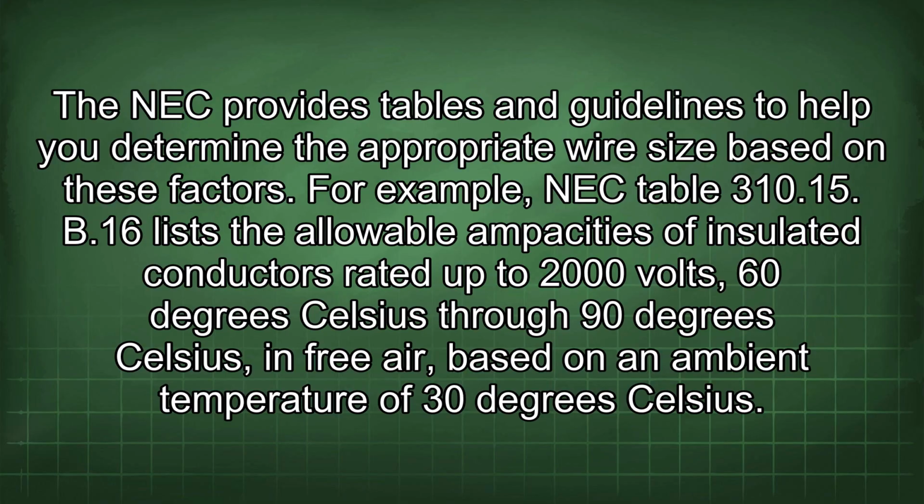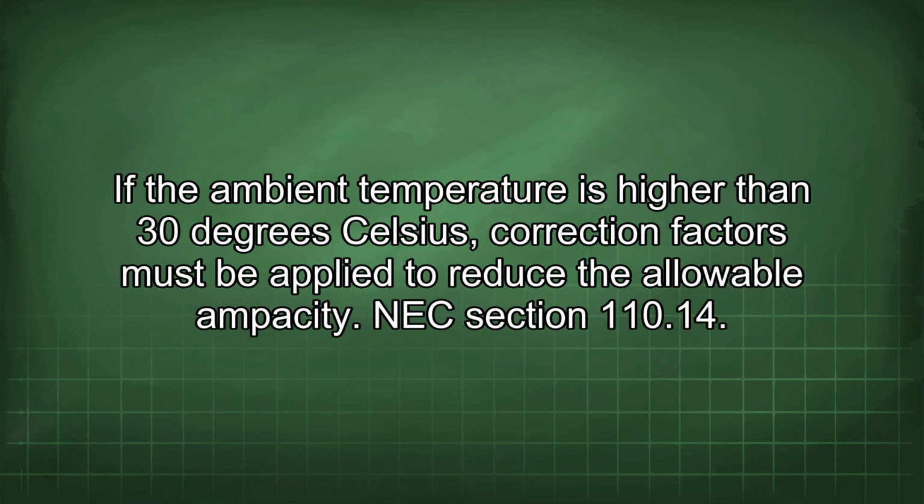For example, NEC Table 310.15(B)(16) lists the allowable ampacities of insulated conductors rated up to 2000 volts, 60°C through 90°C in free air based on an ambient temperature of 30°C. If the ambient temperature is higher than 30°C, correction factors must be applied to reduce the allowable ampacity.